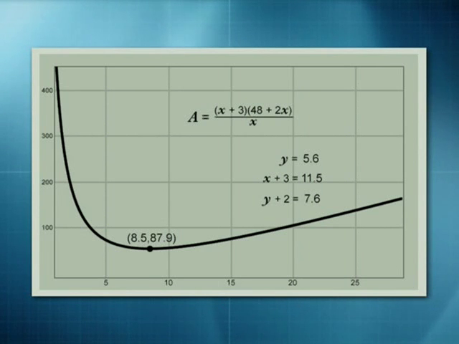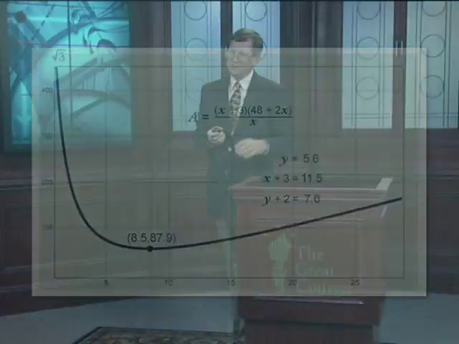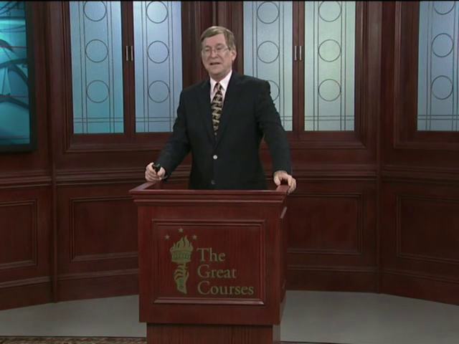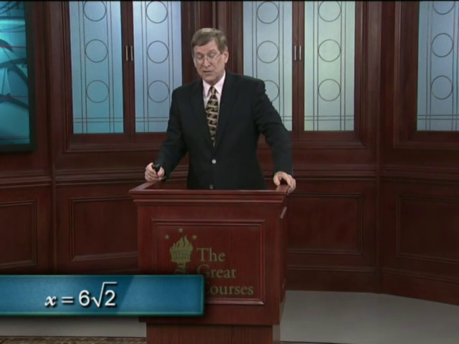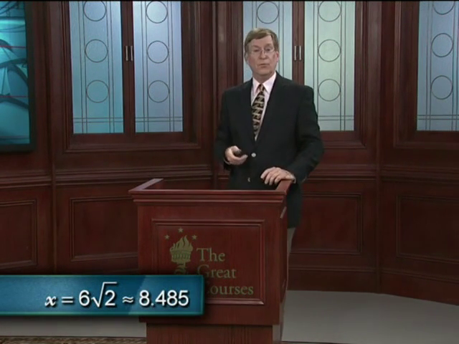Remember, the paper was bigger, so we have to add the margins. x plus 3 is approximately 11.5, and y plus 2 is approximately 7.6. Those are the dimensions to minimize the amount of paper. And as I said, if you take a calculus class, and I hope you do after this pre-calculus course, you'll be ready for calculus, and you'll discover a technique for finding the exact value of that minimum. It turns out to be 6 square roots of 2. That's the precise answer, and that's about 8.485.